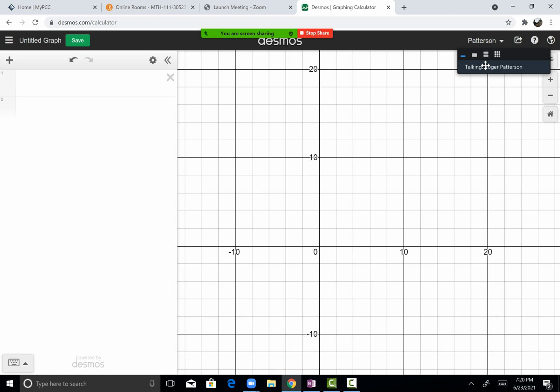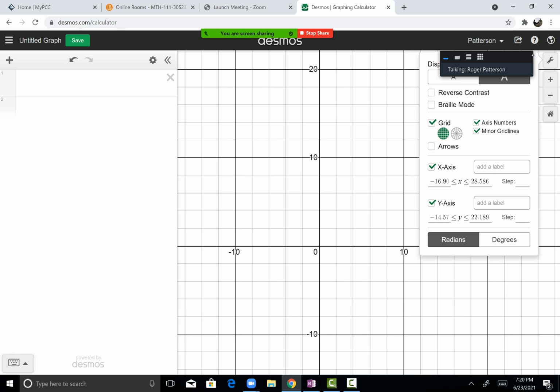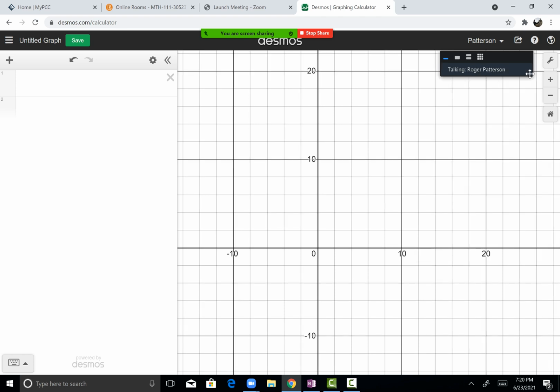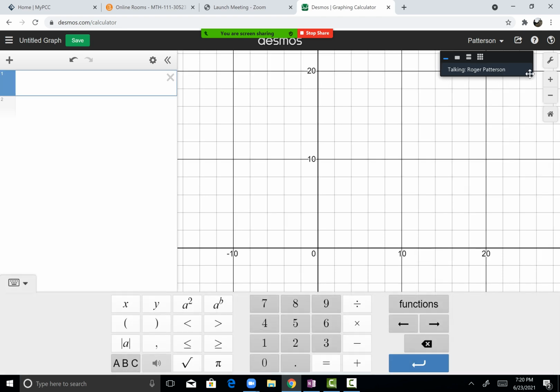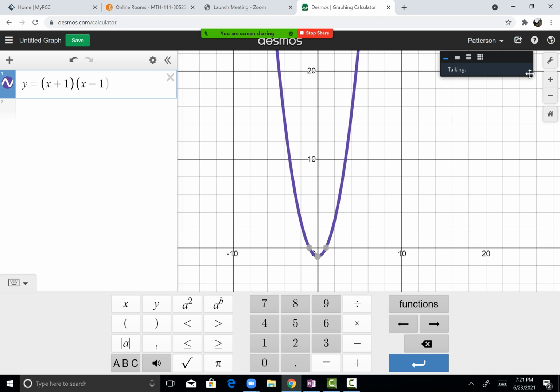Okay, so we're going to put some functions in here, and then we're going to talk about them. Okay, good. All right, so let's put these in. I'm just going to go y equals, and I'm going to start with a simple one here. I'm just going to go parentheses x plus 1, parentheses x minus 1. So I'm going to put that in there, okay?